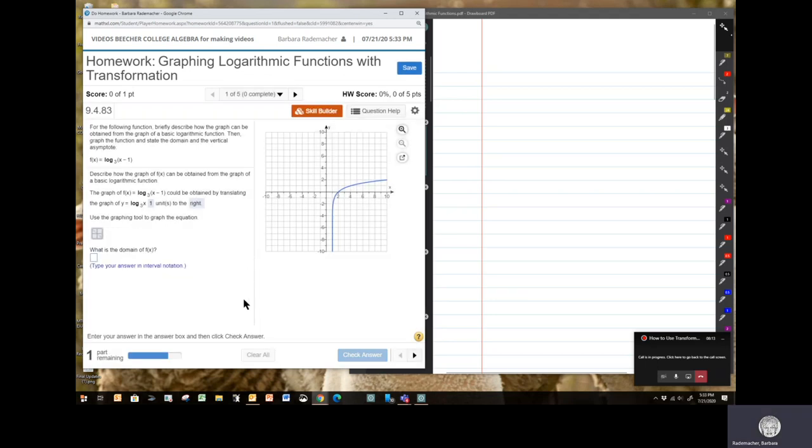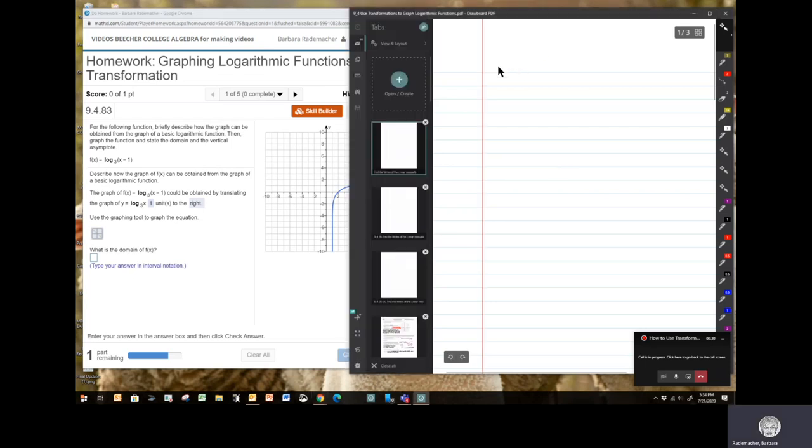Aha, but we're not done, are we? We have to say what the domain is. Well, look at that. The domain would have been, okay, the domain of the basic function, f of x equals log base 3 of x. What that would be, the domain would be zero with a parenthesis to infinity.